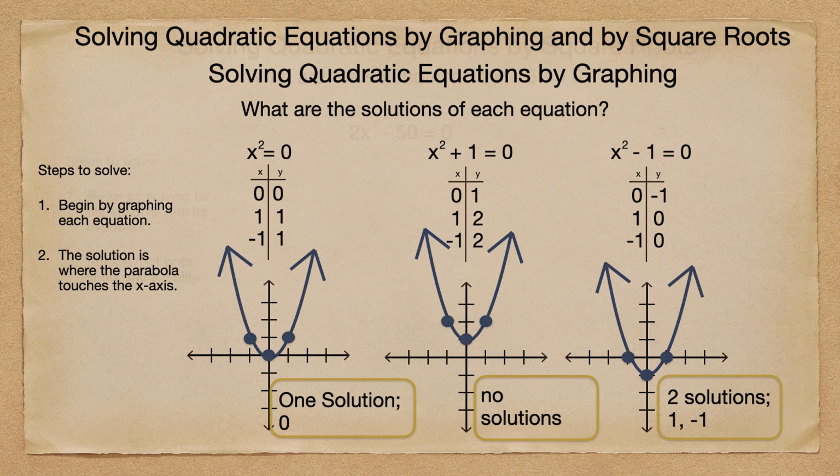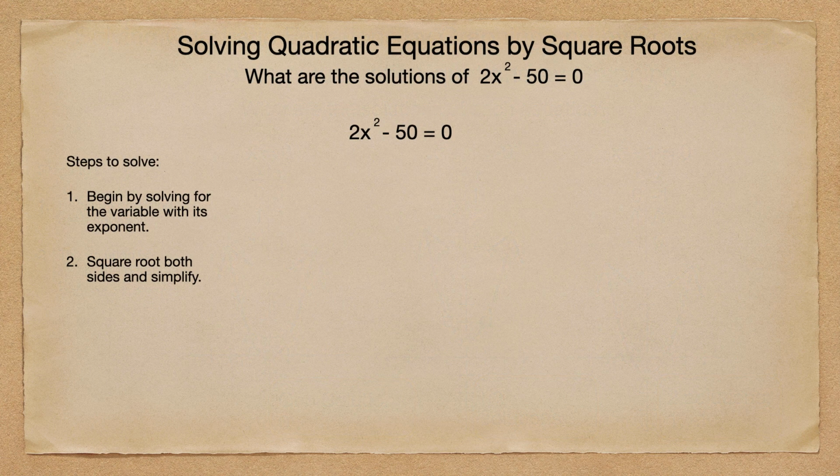Now let's take a look at solving using square roots. Here we have the equation 2x squared minus 50 equals 0. We're going to want to get the x by itself, so we're going to move everything else away. We're going to do the additive inverse of the -50, which is adding 50 to both sides. We're left with 2x squared equals 50.